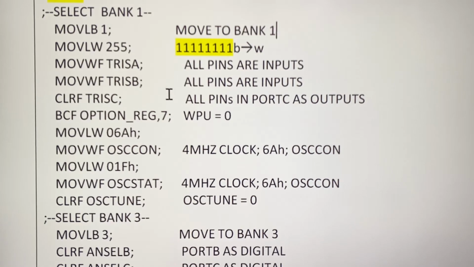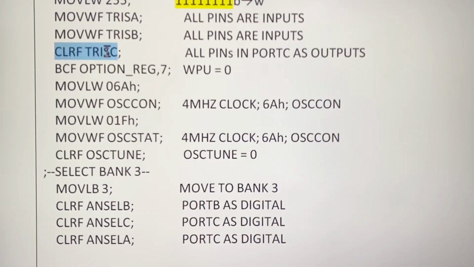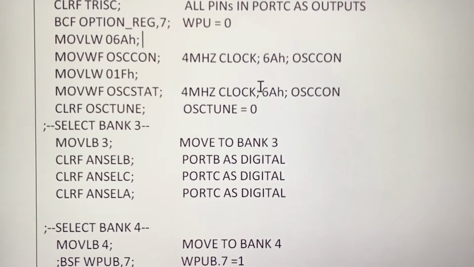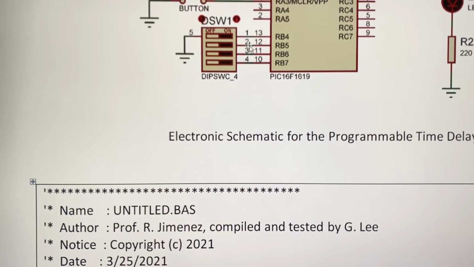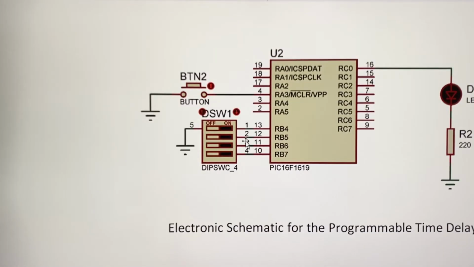Then because port C is an output, we clear TRIS C with the instruction clear file TRIS C, so all pins in port C are outputs. Then we control the internal pull-up resistors, because we don't want the pins to float. Which pins? These pins. If you don't enable the internal pull-up resistors, the pins will be floating when the switch is open, and if they are floating, you cannot determine if it is a 0 or a 1.